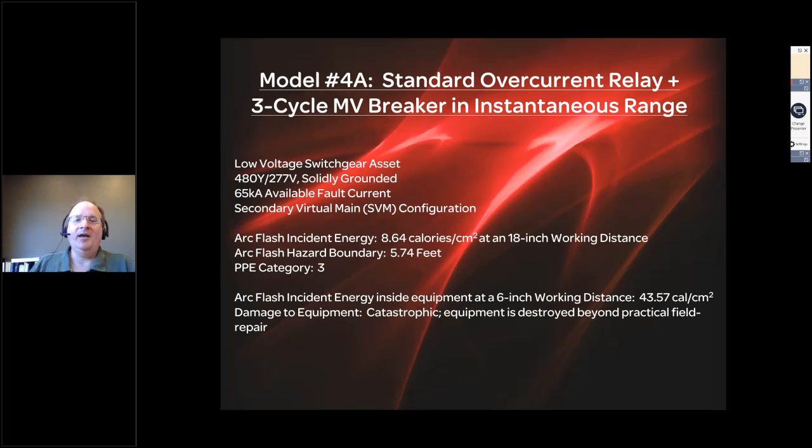Now we're going to look at a standard overcurrent relay. This is our standard overcurrent relay with a 3-cycle medium voltage breaker, and I gave it the assumption here that we're going to be within the instantaneous range. Okay, I understand with the standard overcurrent relay this has to be bottled. Okay, we'll just assume this is within the instantaneous range. We calculated 8.64 calories, a low PPE category 3 classically, just a little bit under 6 feet for the arc flash hazard boundary.